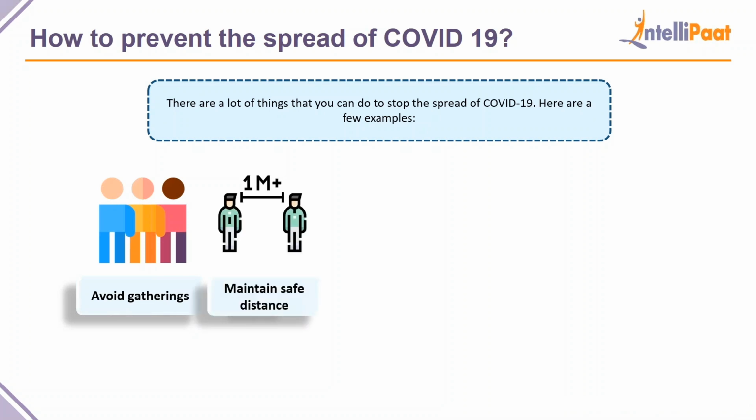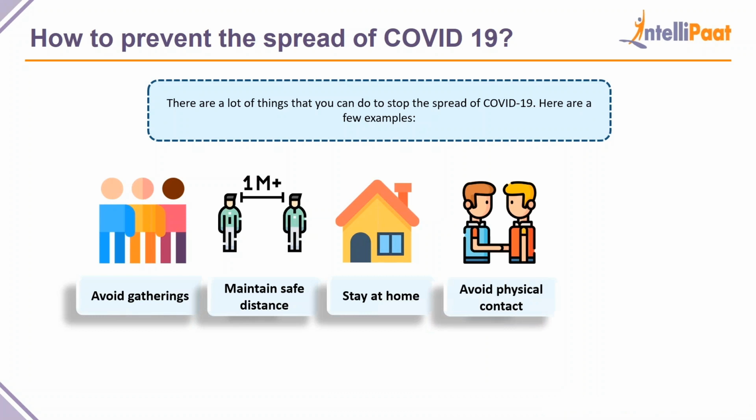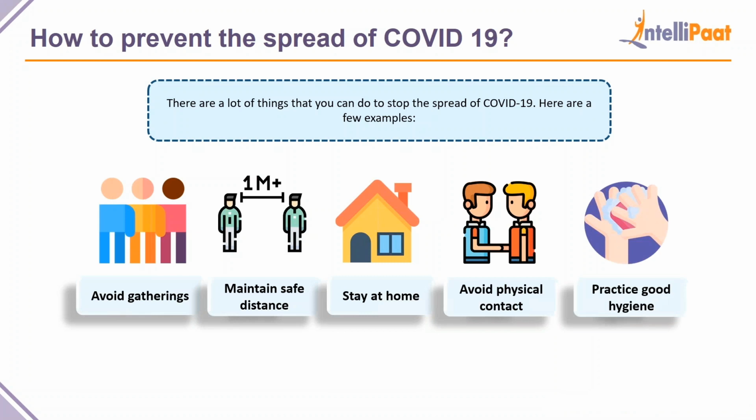Maintain a safe distance from other people, at least 1 meter, although it could be more, but at the very least 1 meter. Stay at home, because if you stay at home and you don't travel here and there, don't go to gatherings, that's the best option we have as of now. Avoid physical contact because that's one of the most major ways that coronavirus could be spread. And finally, practice good hygiene. Wash your hands, sanitize your hands as much as possible and as often as possible.